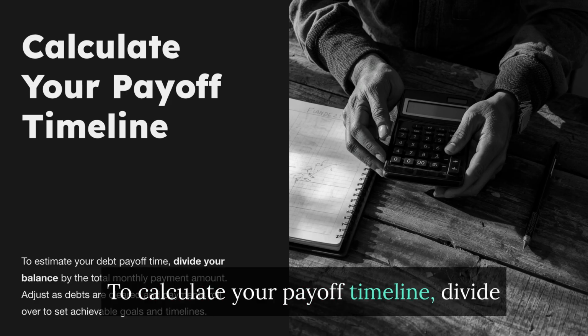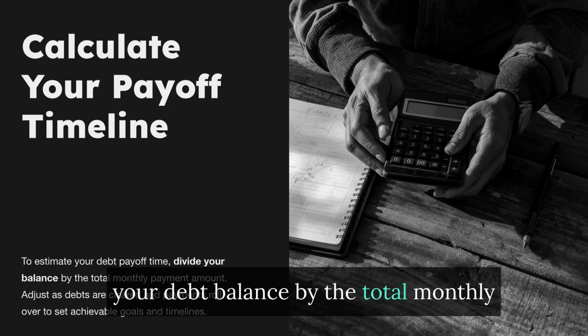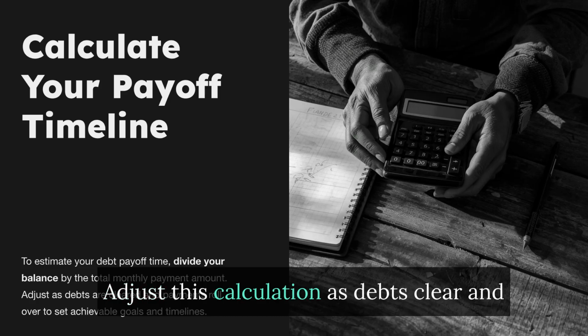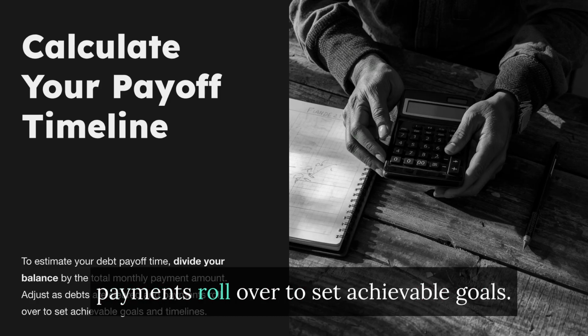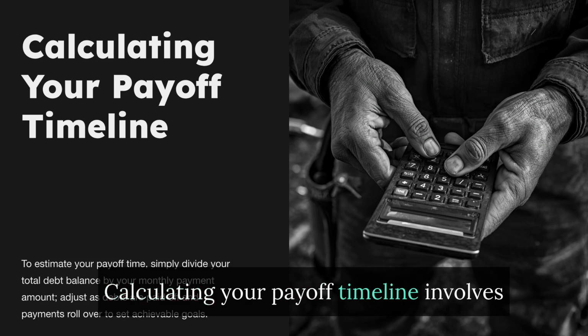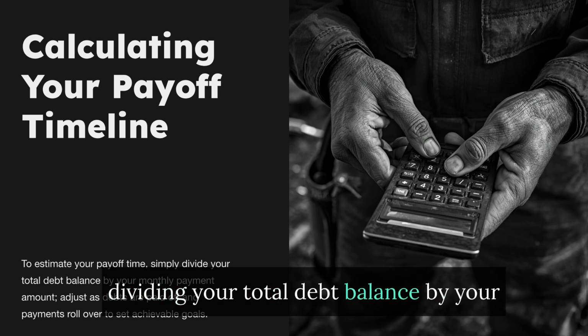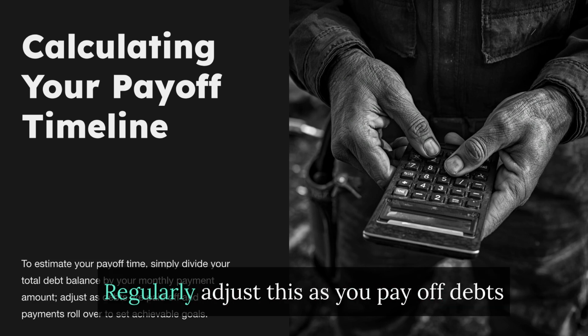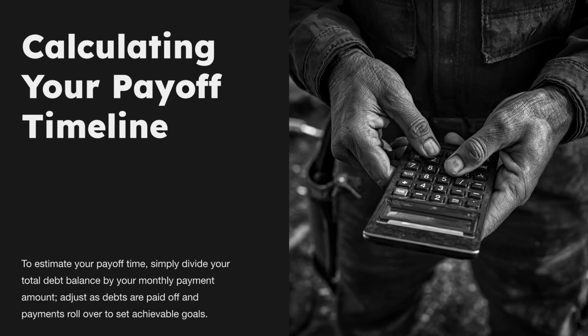To calculate your payoff timeline, divide your debt balance by the total monthly payment. Adjust this calculation as debts clear and payments roll over to set achievable goals. Calculating your payoff timeline involves dividing your total debt balance by your monthly payment amount. Regularly adjust this as you pay off debts and roll over payments.